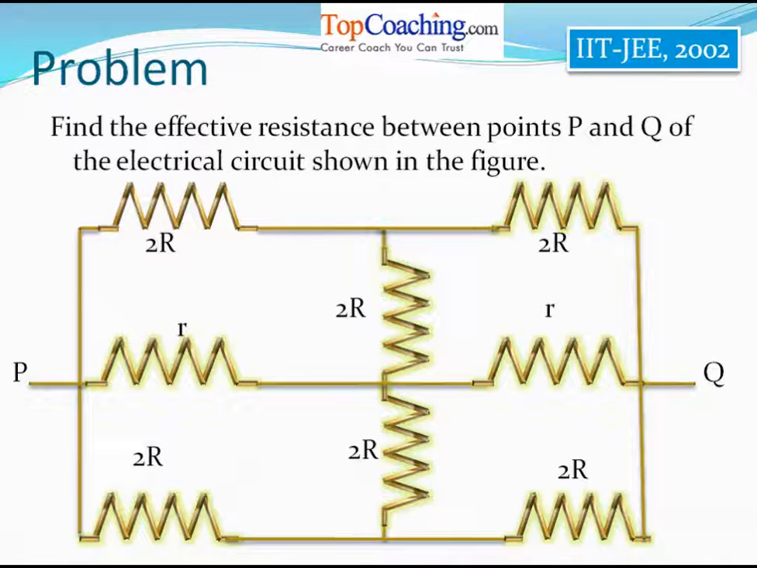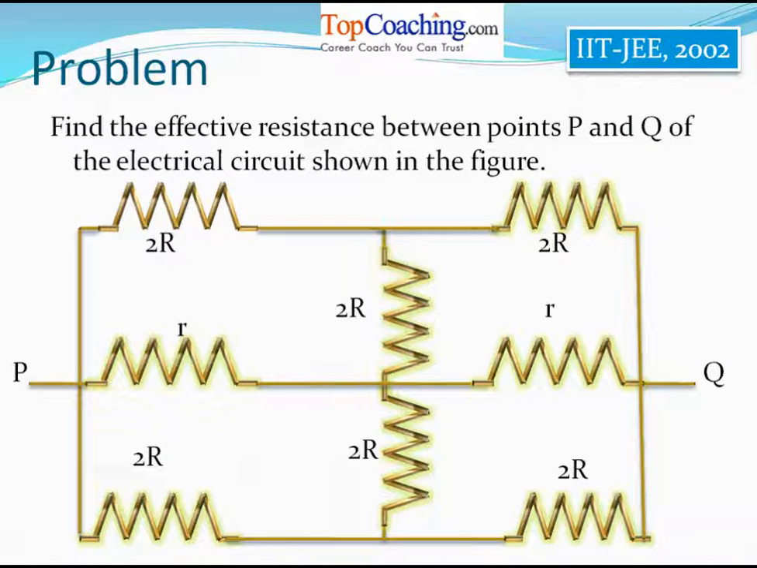Find the effective resistance between points P and Q of the electric circuit shown in the figure. So basically there are 2 points P and Q, and we have to calculate the equivalent resistance between these 2 points. Now at first glance, that seems to be very difficult. After all, these resistances are neither in series nor in parallel. There's this resistance here in the middle, this resistance here in the middle. So how do we calculate the equivalent resistance?